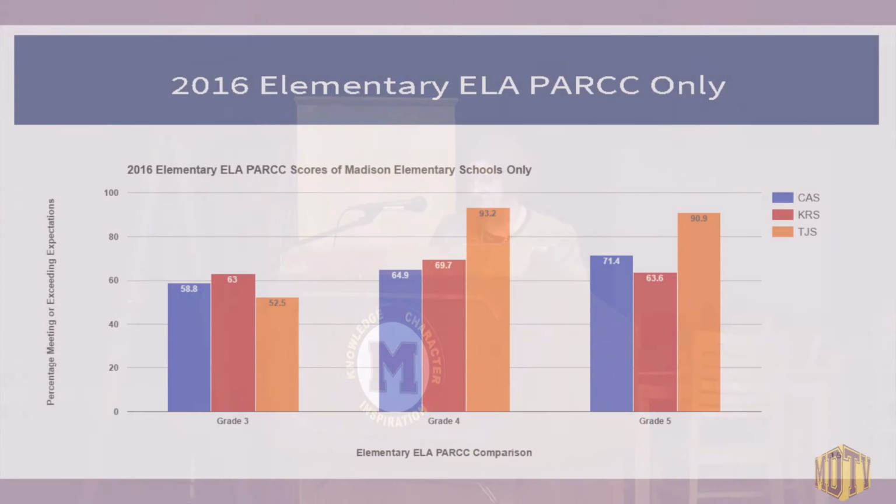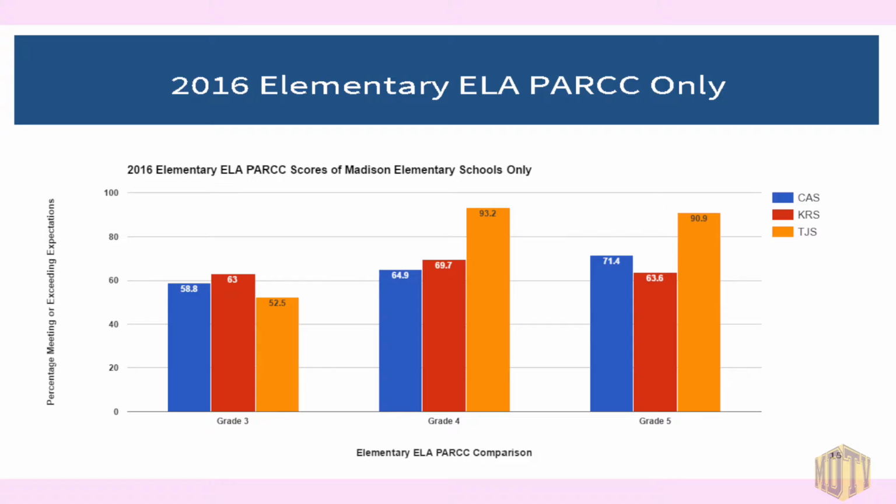And this slide is the comparison of the 3 elementary schools, again, for English Language Arts. Going from left to right in alphabetical order: Central Avenue, Kings Road, and Torrey J.